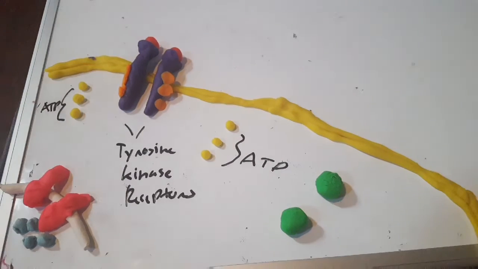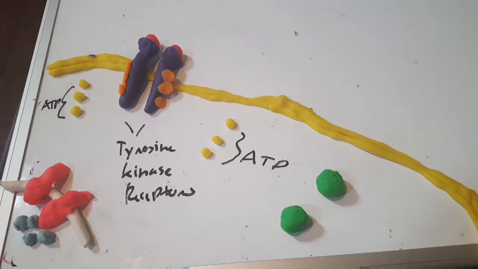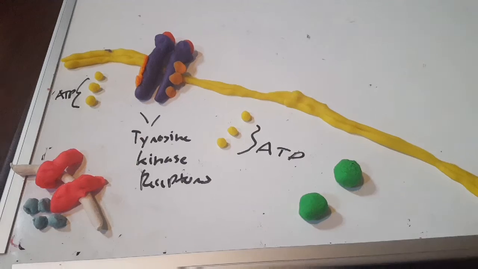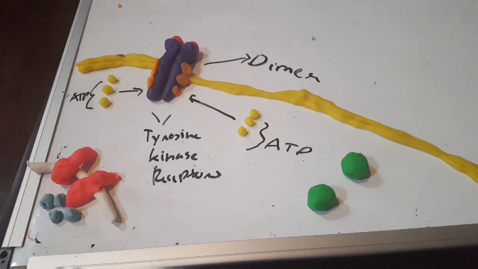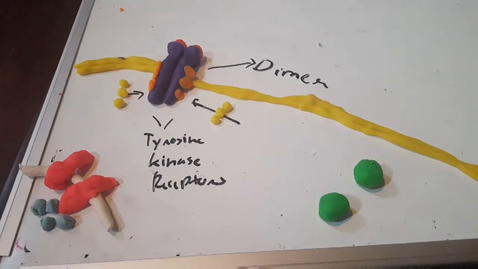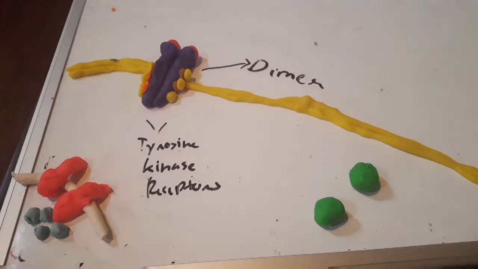Signaling molecules come and attach themselves to the tyrosine kinase receptors, which then come together to form a dimer. Then 6 ATP have a phosphate broken off them and put on all 6 of the tyrosines they activate.